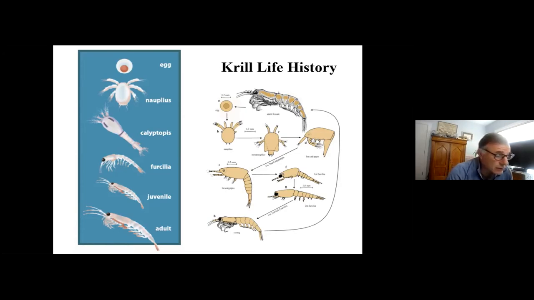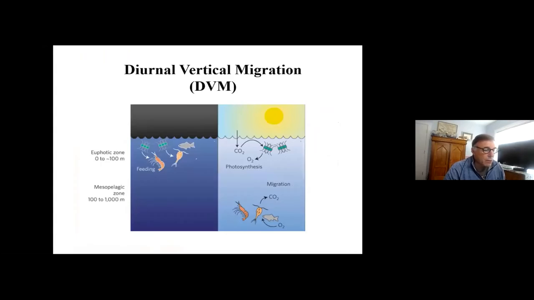But in the Southern Ocean, the Antarctic krill, it might take a year or 2 years for them to mature into adults. So it's a slower process, and they're longer lived. So it varies between species. Now, krill undergo an interesting behavior that many species of plankton do, known as diel vertical migration.